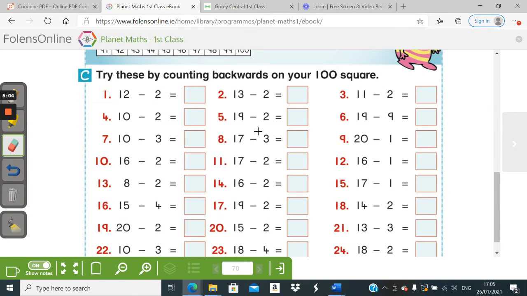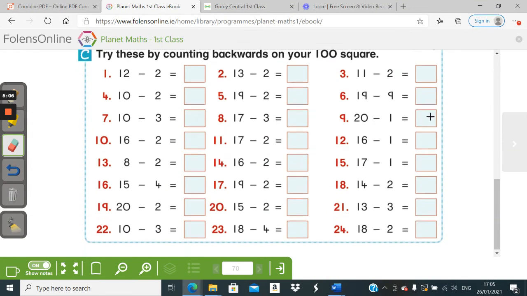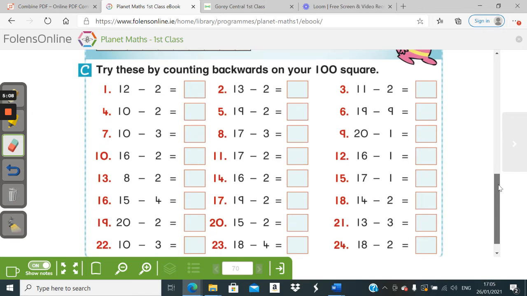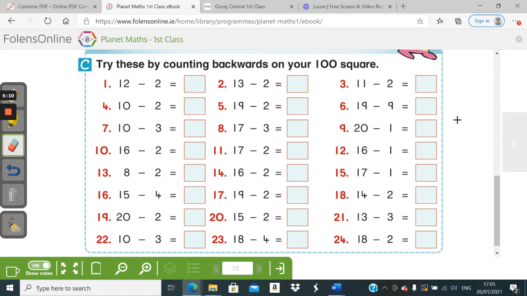Now, there are 24 number sentences here, subtractions, questions, whatever you want to call them, for you to do. And unlike yesterday, they're not all being subtracted by the same amount, which means it might take us a little bit longer, but I don't think it will take too long. Most of them we're subtracting by 1, 2, or 3. There's a few that are more than that, but you should be well able for them.